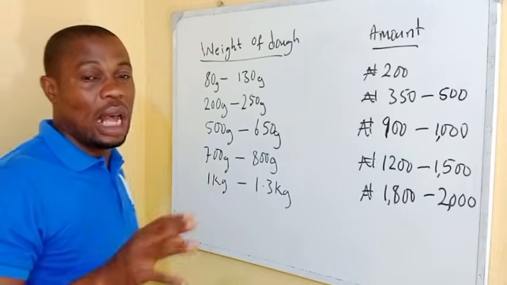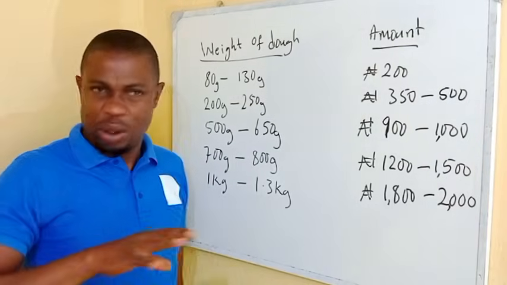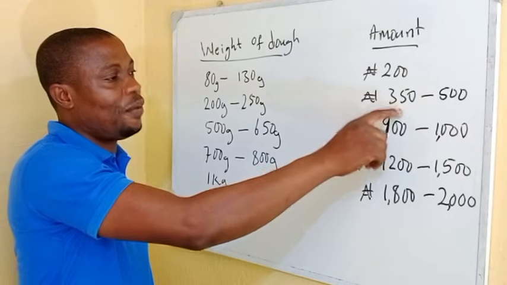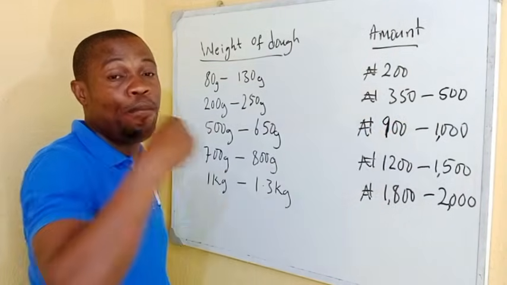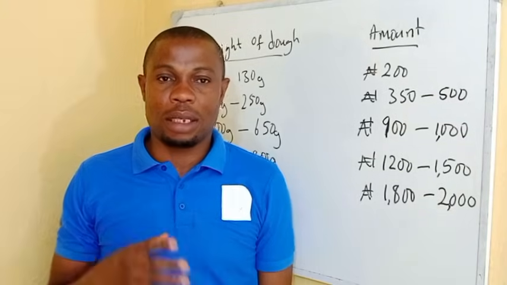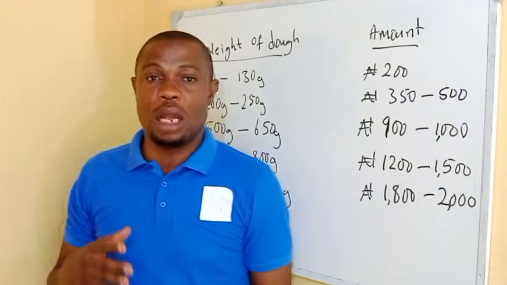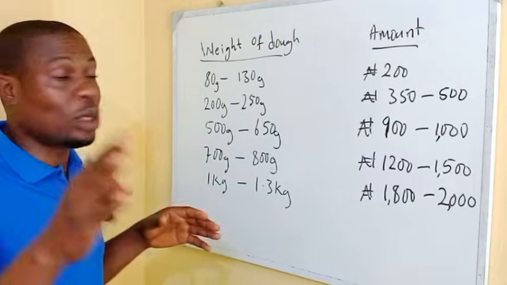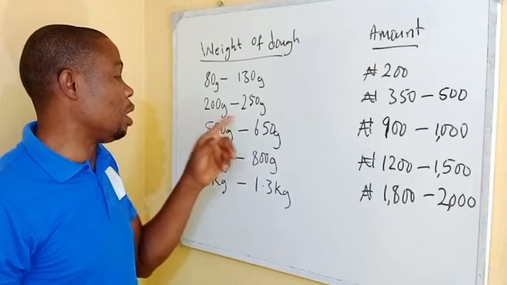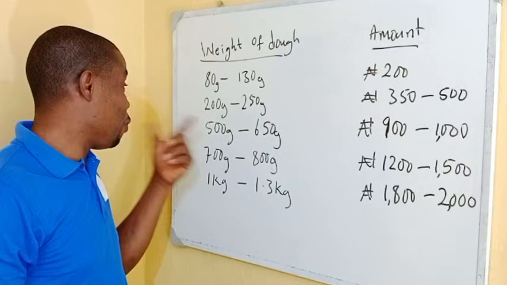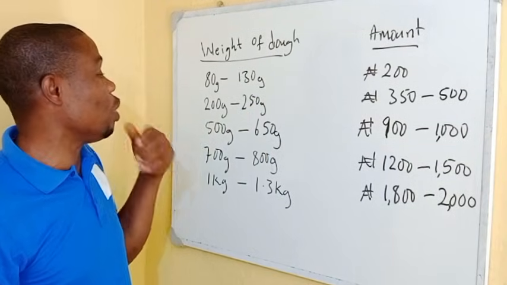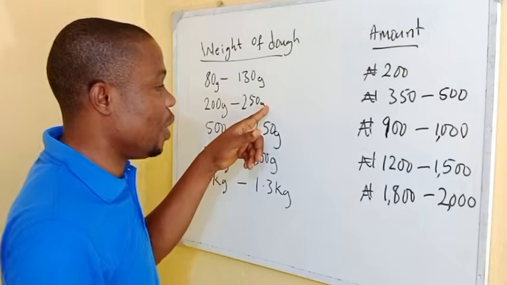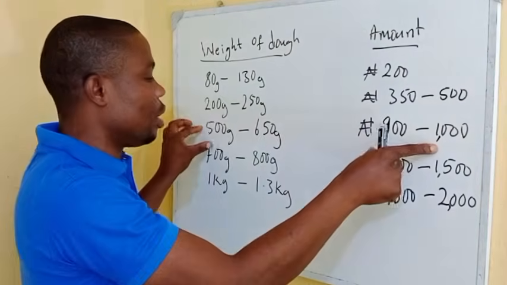If you also have a target market where competitors are already selling sizes of bread for between 350 to 500, and you want to key into that market, the weight of your dough should not be more than 200 to 250. It could be 200, 220, 230, 240, but it should not be more than 250.